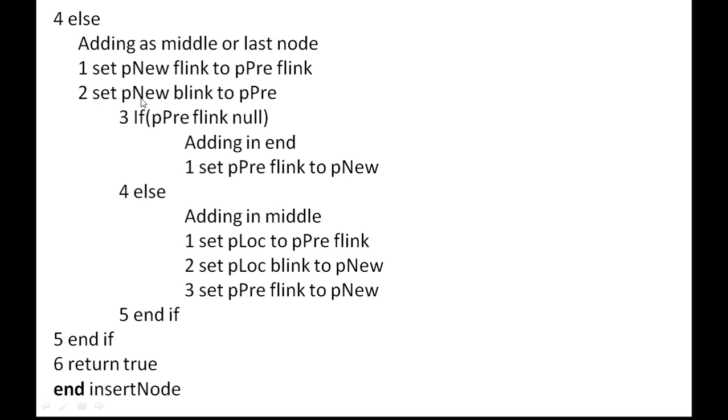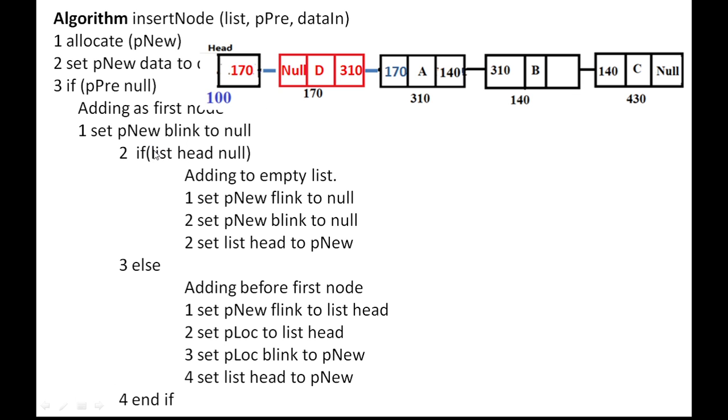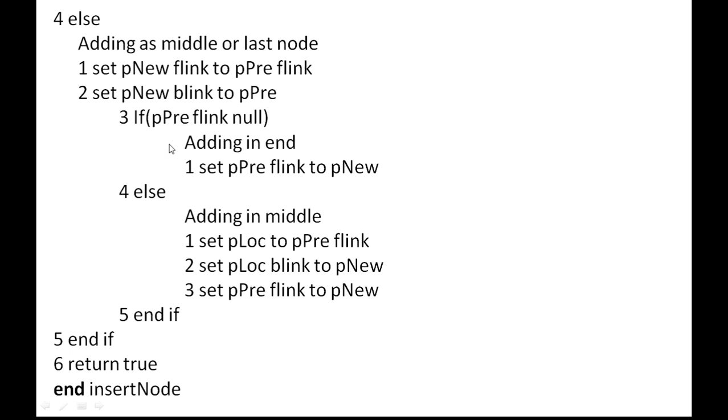The second is else part. So else part means the p3 is not null. So we are not going to insert as the first node. It is either at the middle or at the end. That's why p3 is not null. So then we come to this else part. So as I told you, it is either adding as middle or adding as last node.